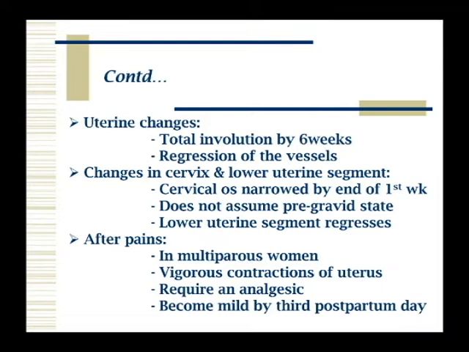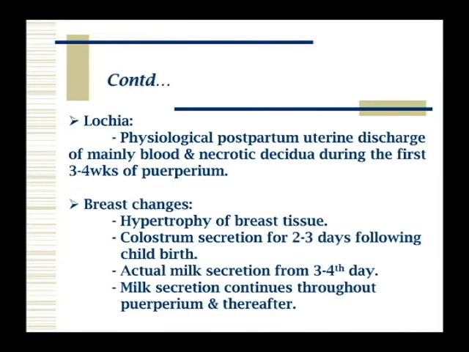After pains, that is in a multiparous woman, vigorous contraction of the uterus requires analgesics and becomes mild by the third postpartum day. That is because the uterus keeps contracting, there may be some pain, and it has to be taken care of with analgesics, and by the third postpartum day it becomes mild. Okay, starting it will be more, because to remove any retained blood clots or any materials in the uterus, it keeps contracting.